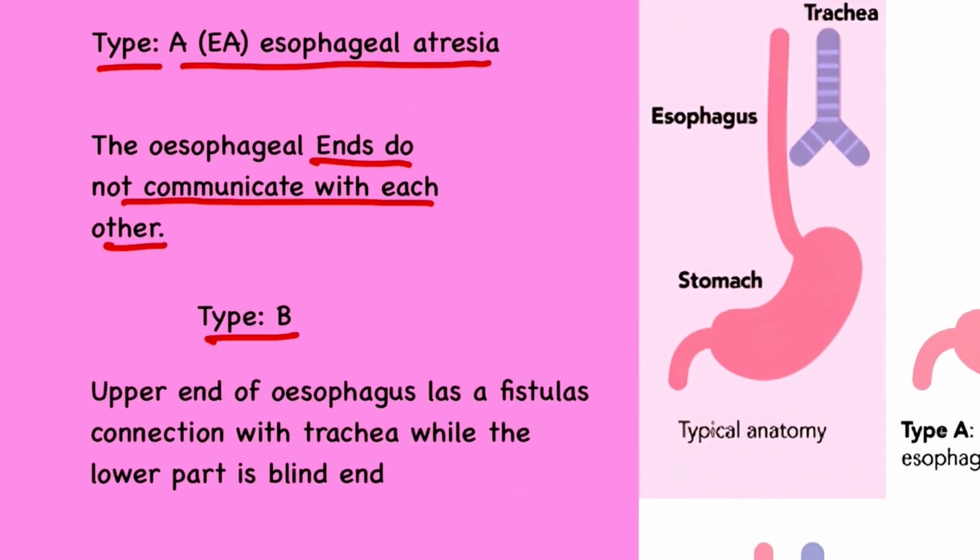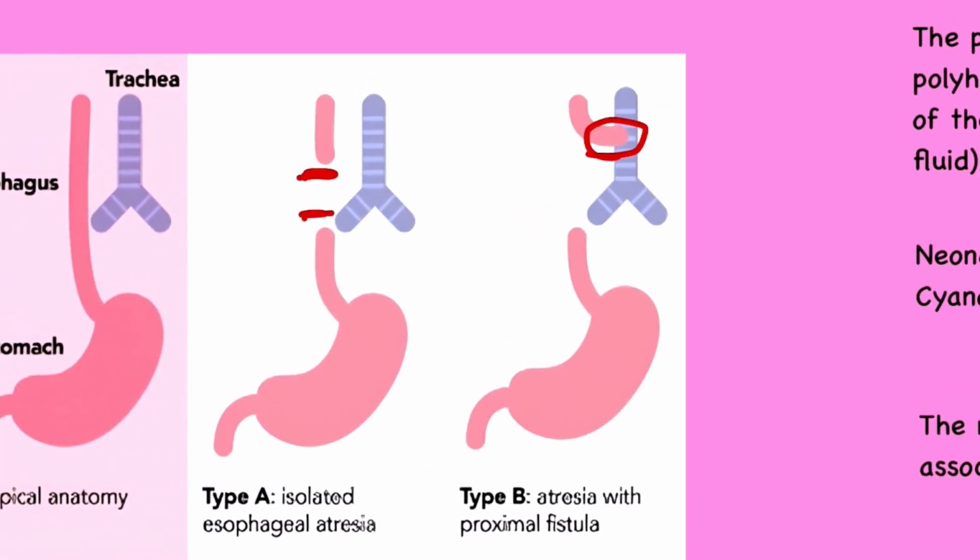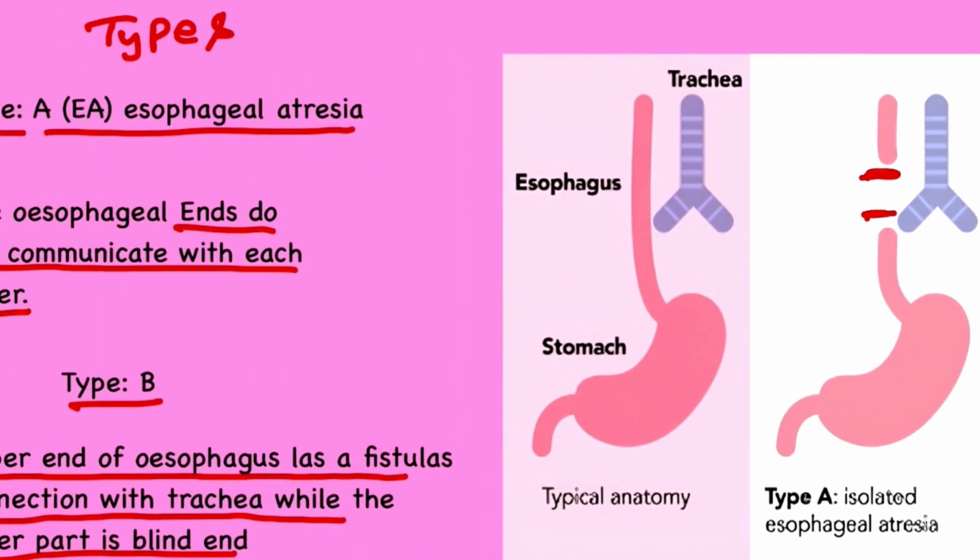Next, type B. The upper end of the esophagus has fistulous connection with trachea while the lower part is blind end. You can see this diagram. Upper connection, there the esophagus is connecting to the trachea where the lower end is blind end.